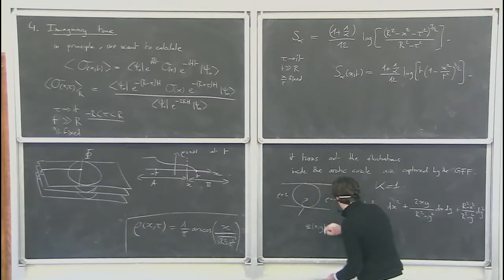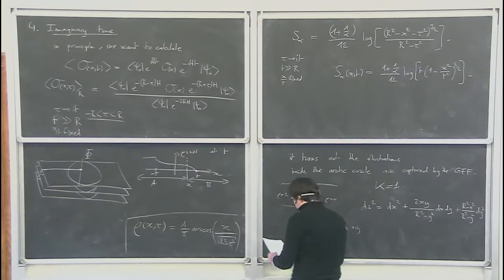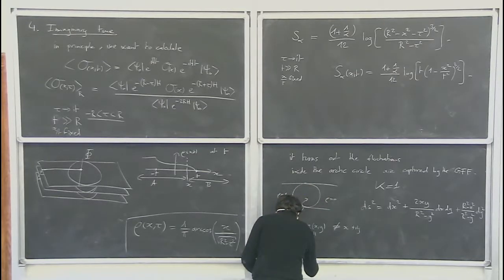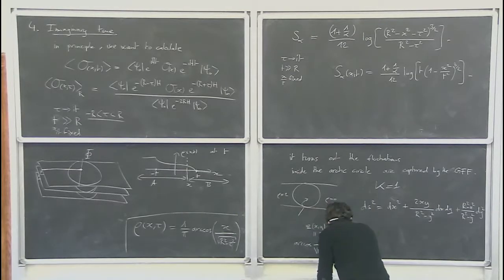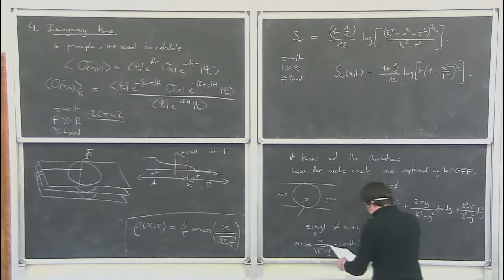Okay, so this is not x plus iy. What it is in that particular problem is arc cosine x over root r squared minus y squared, minus i arc tangent hyperbolic. Well, it turns out to be that.